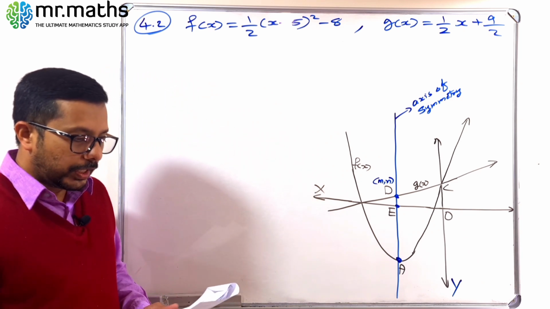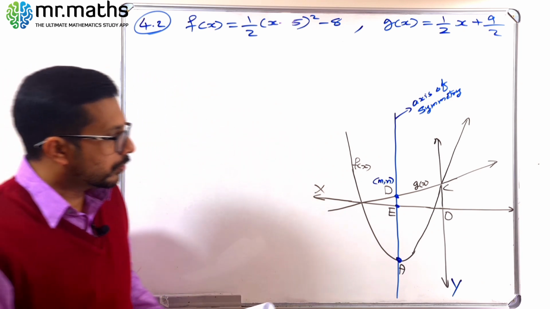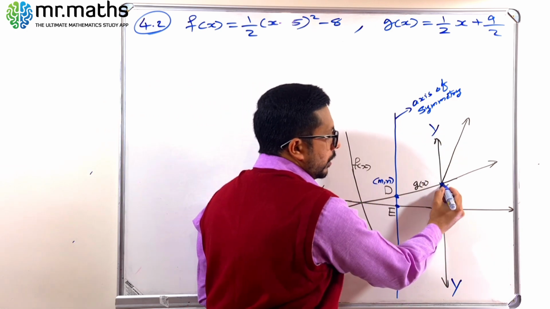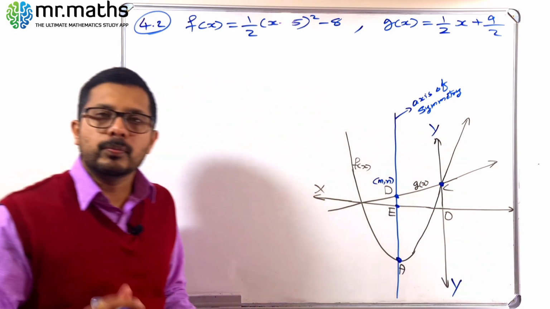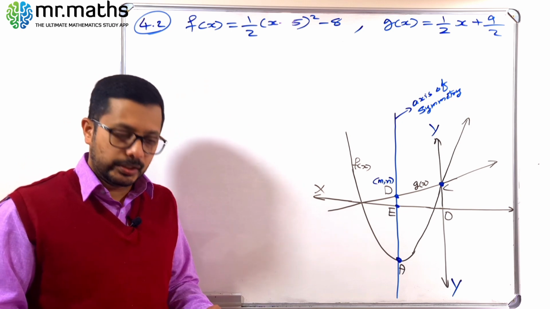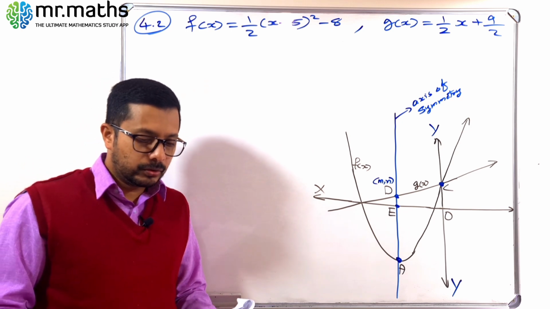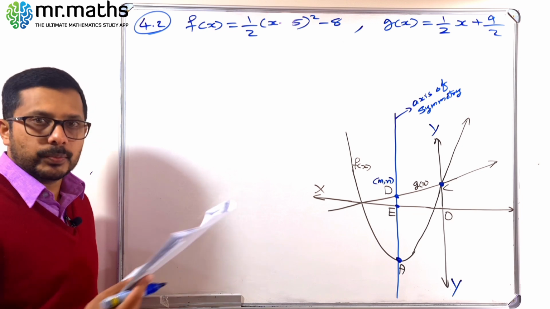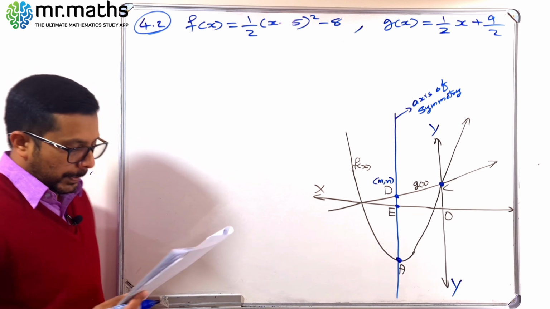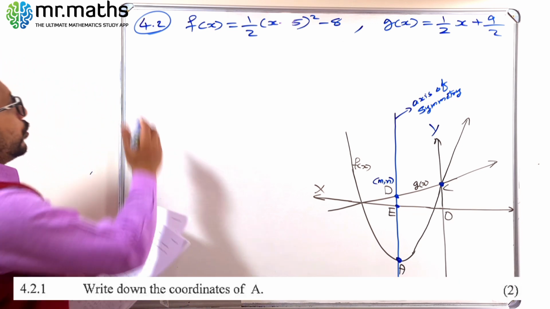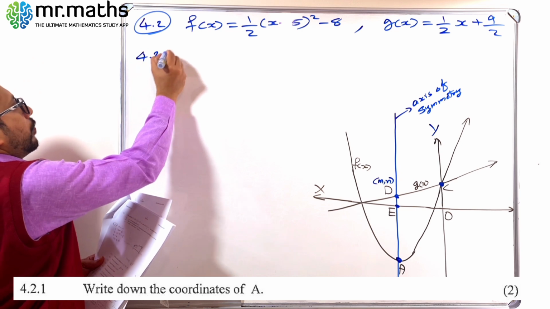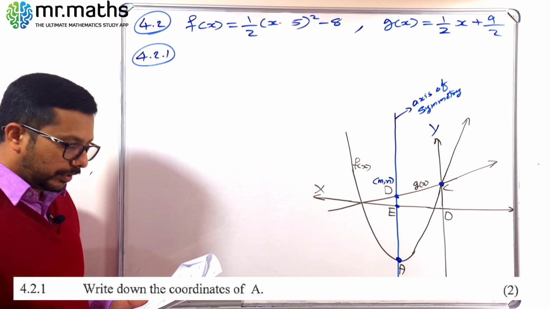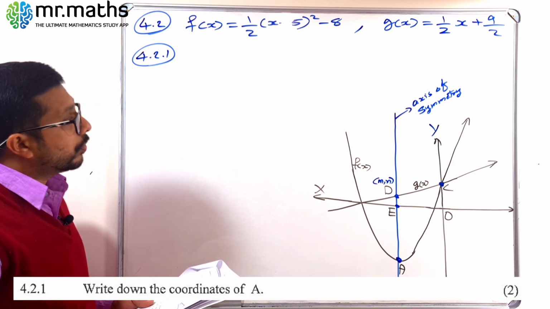Now C is the y-intercept of f and g. So this point, on the y-axis, point C is the y-intercept of both f of x and g of x. Those are the things given. Now we have to answer the remaining questions based on those conditions. What is the first question? 4.2.1. What is that question? Write down the coordinates of A. You have to find the coordinates of A.